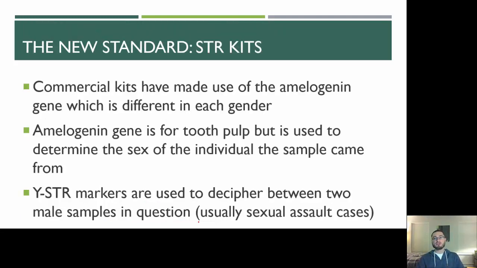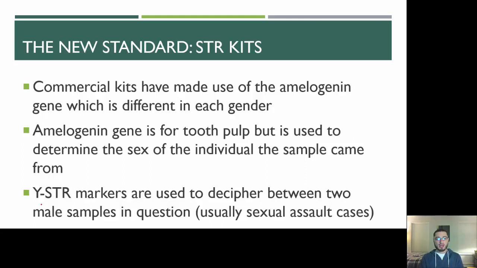So commercial kits have made use of the amylogenin gene, which is different in each gender. The amylogenin gene is for tooth pulp, but it's used to determine the sex of the individual the sample came from. So even though it codes for this tooth pulp, it's different between males and females, and we can look at that gene to tell, was this individual male or female.